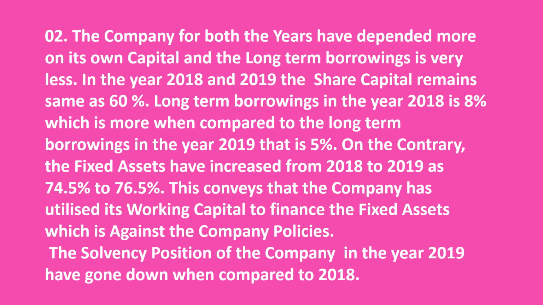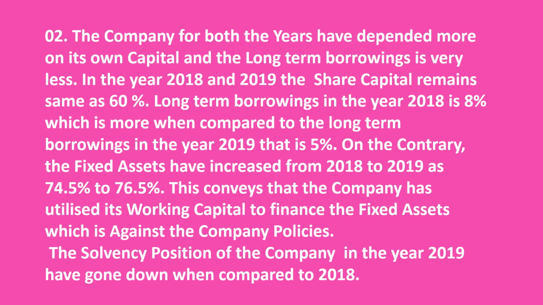On the contrary, the fixed assets have increased from 2018 to 2019 as 75.5% to 76.5%. So as we have studied in the previous video, the fixed assets should be equal to the share capital and long-term borrowings, or the long-term borrowings or own capital should be more when compared to the fixed assets. In this sum, we can see that the long-term borrowings and share capital are lesser when compared to the fixed assets. So what does that mean?